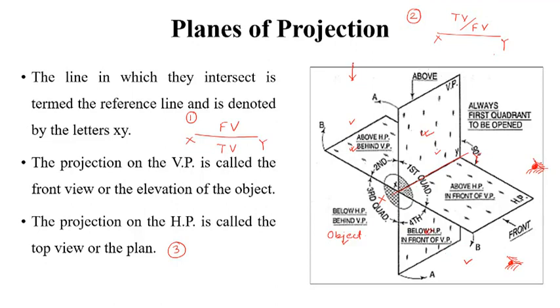And when we look from above, this object will be viewed here or it will be projected where? In this plane. So here our top view has come. Then again you have to rotate the plane. After rotating, what happens now? This is our XY. So we have the top view above and front view below.